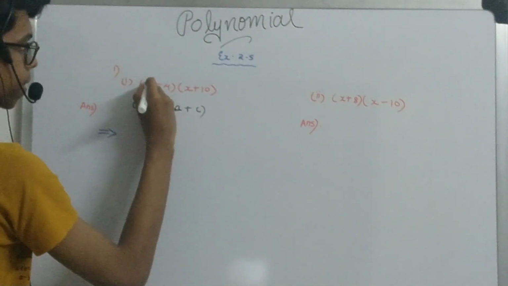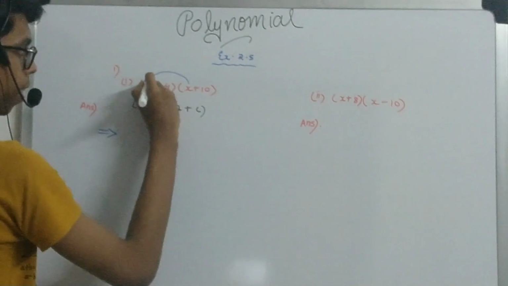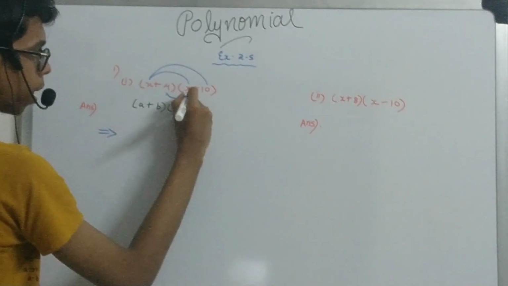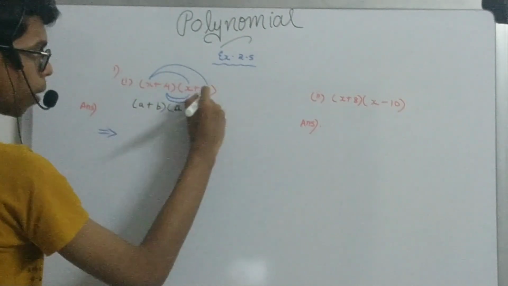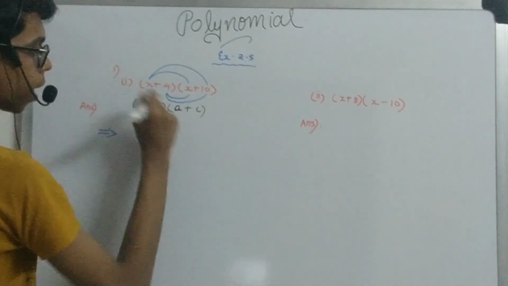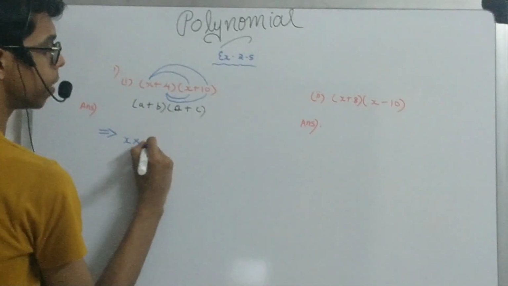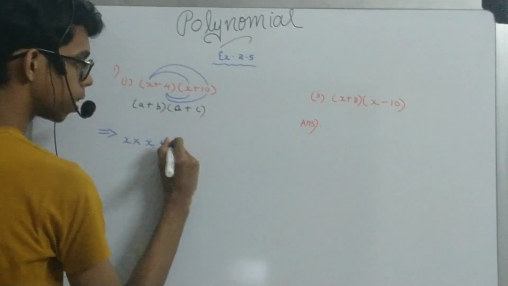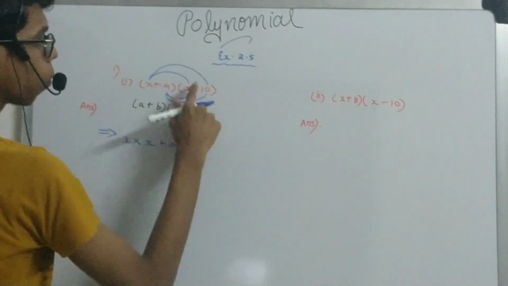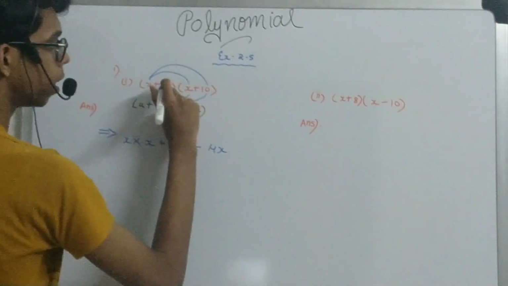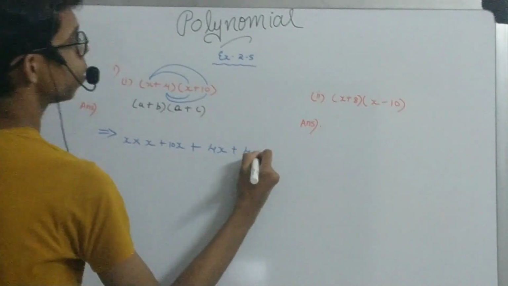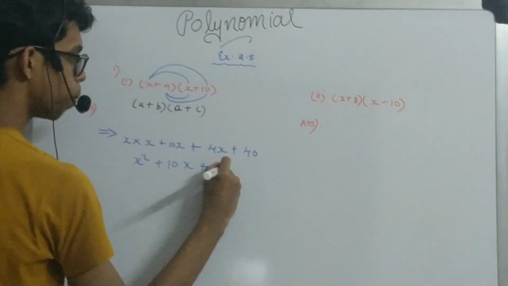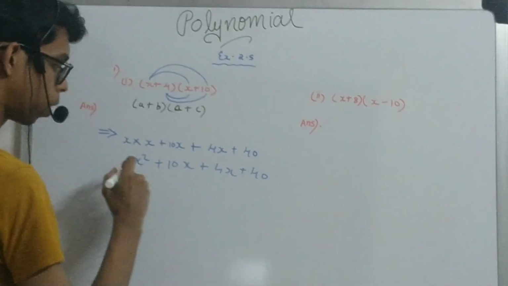What should you do? Fix this x, multiply with this x, then multiply it with this 10. Then again, fix this 4, multiply it with x, then multiply this 4 with this 10. So first we do x into x plus x into 10, which is 10x, plus 4 into x, which is 4x, then 4 into 10, which is 40. So x into x is x square plus 10x plus 4x plus 40.